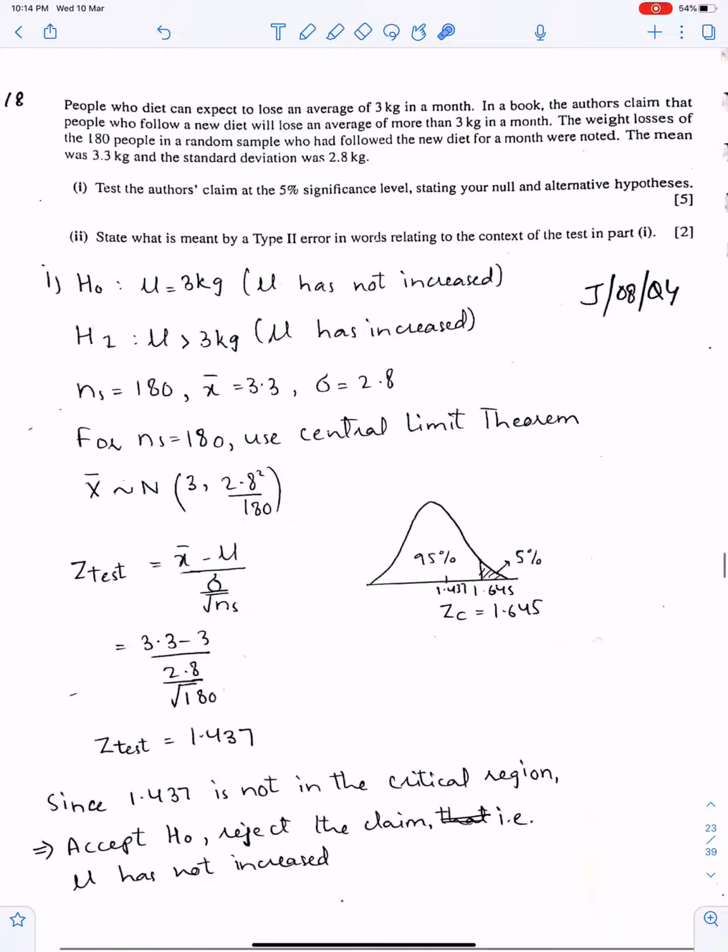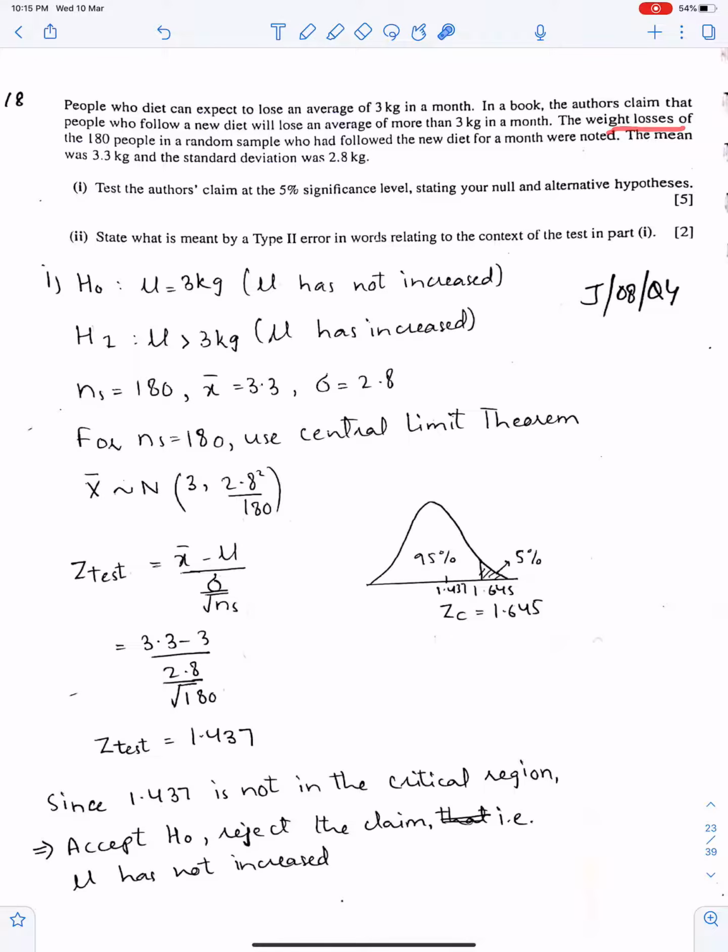This is the next question, number 18. People who diet can expect to lose an average of 3 kg in a month. This is mu of normal distribution, the measurable quantity. In a book, the authors claim that people who follow a new diet plan will lose an average of more than 3 kg. So H1 involves a greater sign. In this case, we have to perform the upper tail test.